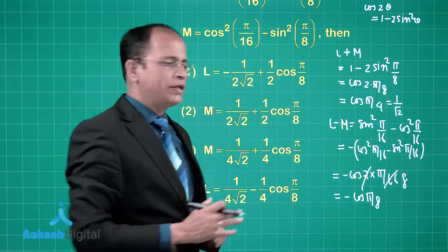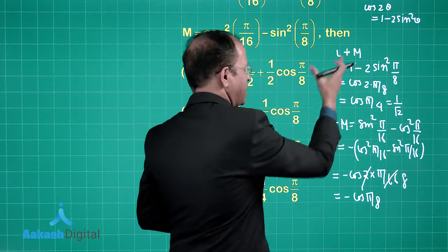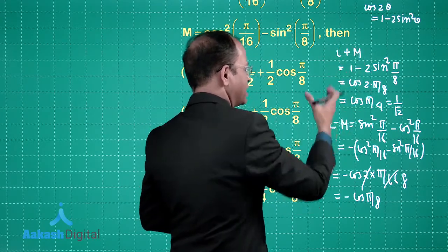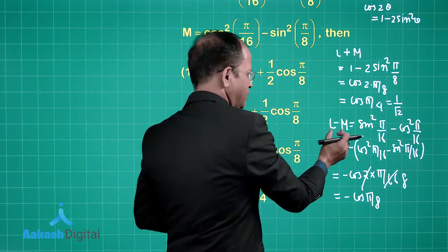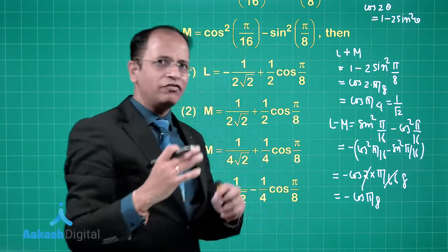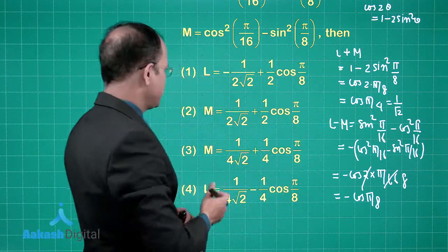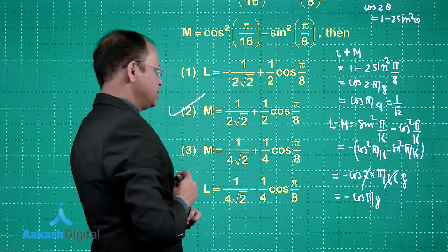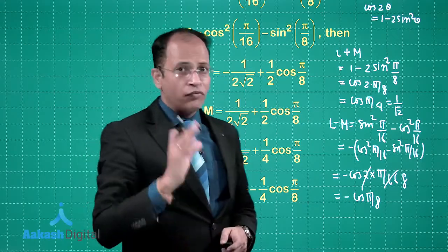Now what we can do is, we just add these two equations, L plus M and L minus M. If we add them, then M will be cancelled, we get the value of L, or we can just subtract the second from the first, that is L plus M minus of L minus M, then we find the value of M here. This is the way you can do it. And if you see here, M will be 1 upon 2 root 2 plus 1 by 2 cos pi by 8. The second option will be the correct one.